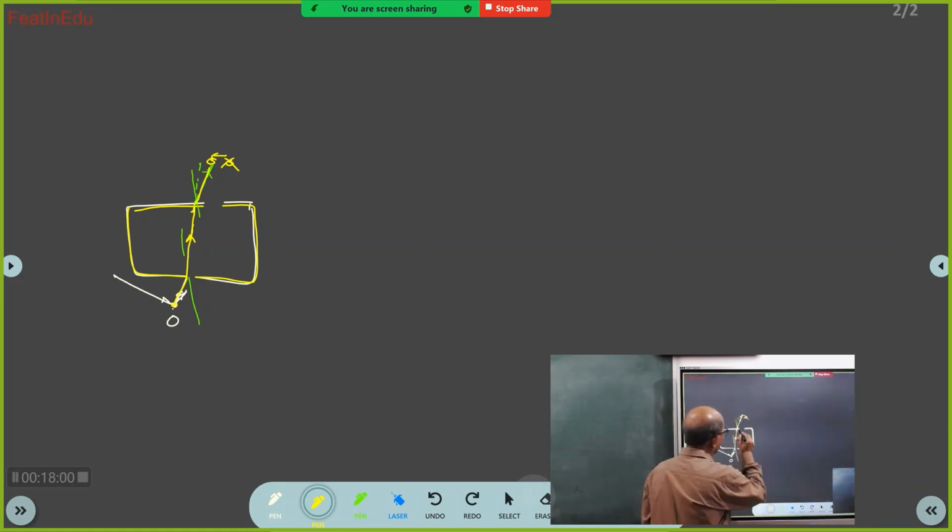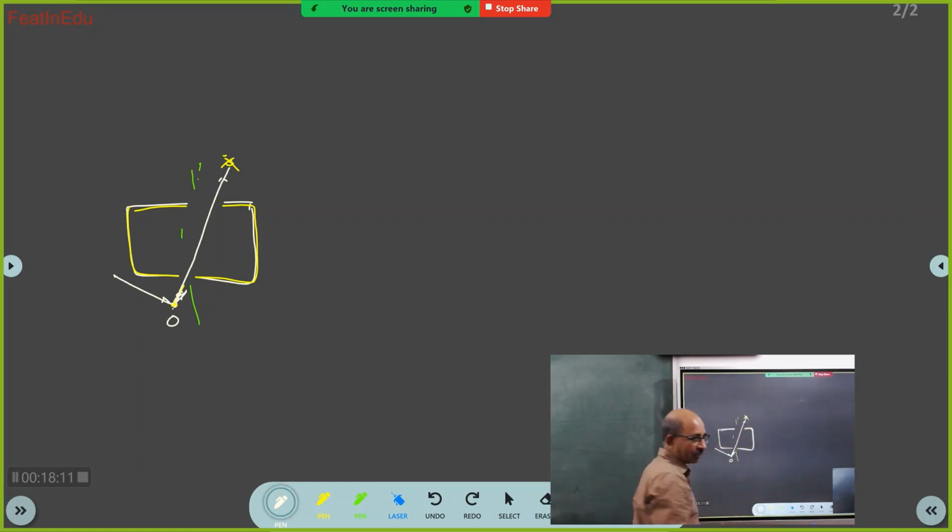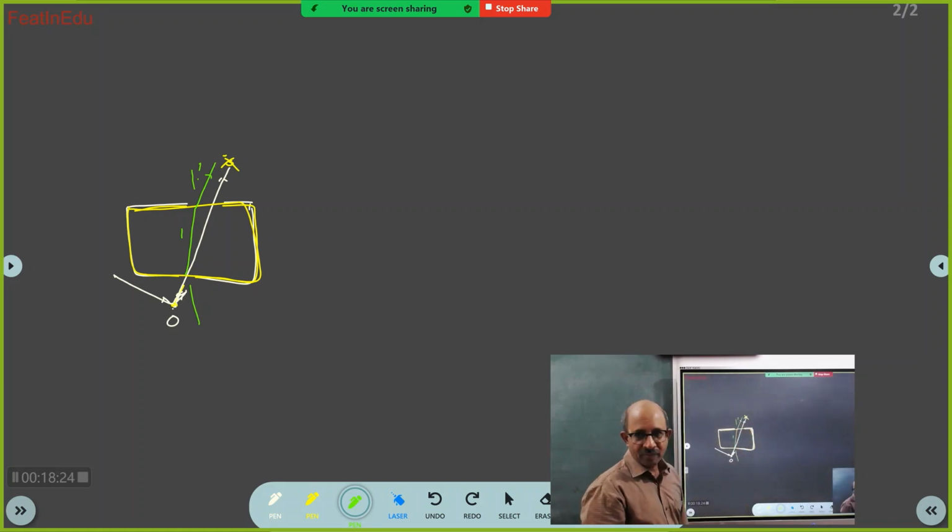Okay. Now, supposing this glass was not there. Then this ray would have travelled straight like this to your eyes. Now, the moment you introduce the glass, this ray is going to travel like this and like this. So there is a shift. See, this ray which is coming out has shifted from here to here. That is lateral shift.